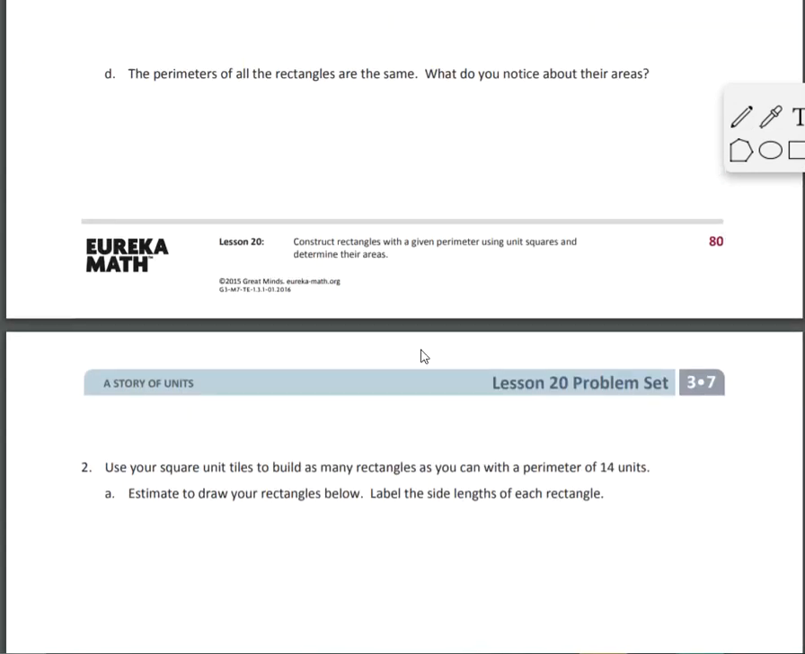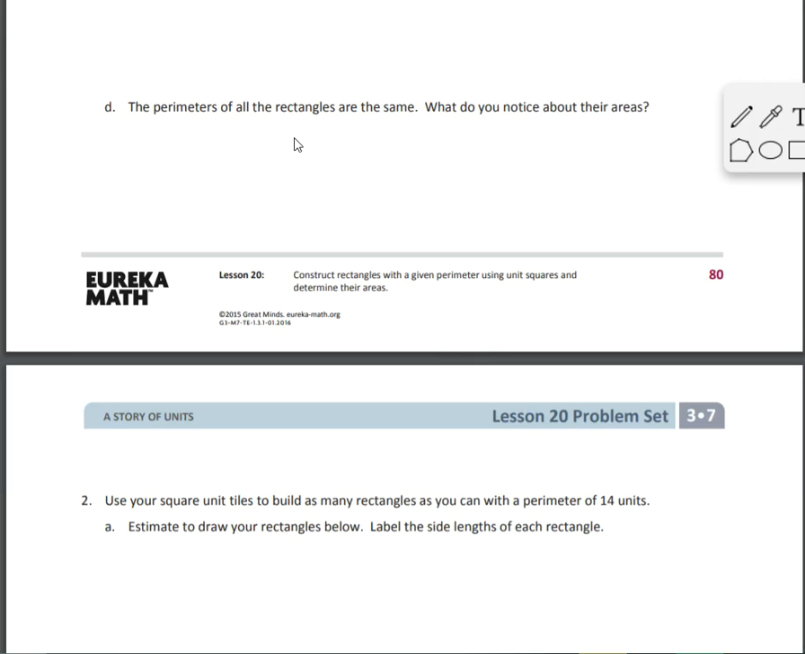Let's talk about D for a moment. The perimeter of all of those rectangles was the same. They were all 12, but something was going on with the areas. Please use the text feature in Seesaw to tell me what you noticed about the areas. It should just be a sentence. Just like always, I'm looking for a complete sentence. I am not looking for just a couple of words. It should start with a capital letter and it should end with a period.